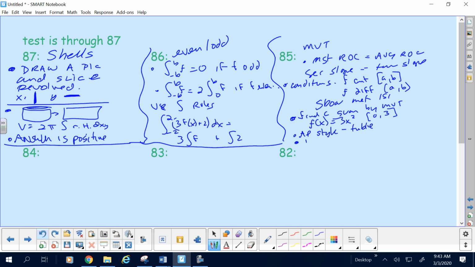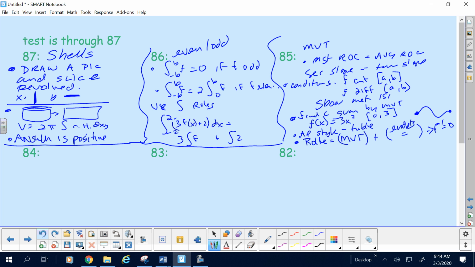Last but not least, subcase. Rolle's theorem is MVT, average rate of change equals instantaneous rate of change, plus another idea. And that is that if you not only have a curve that's continuous and differentiable, but also the endpoints are equal, then it must be the case that there is a slope of zero.